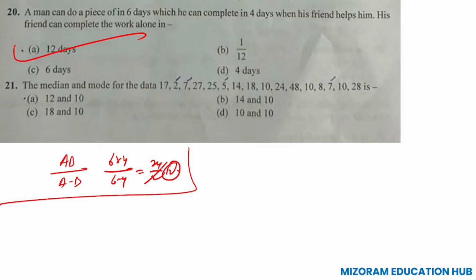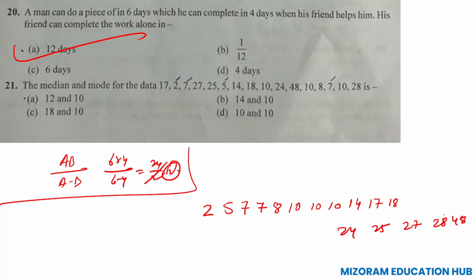Median and mode for the data. First we arrange the data in increasing order: 7, 7, 7, 8, 10, 10, 14, 17, 18, 19, 20, 20, 25, 24, 24, 25, 27, 28, 48.